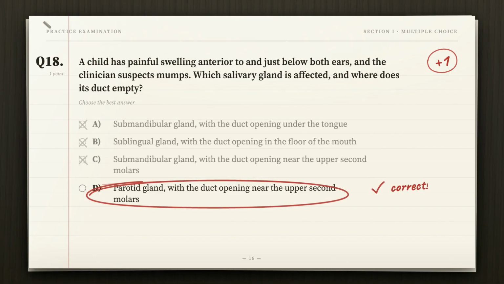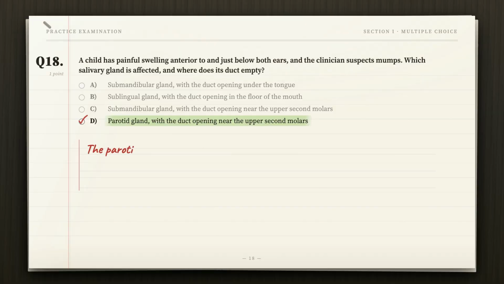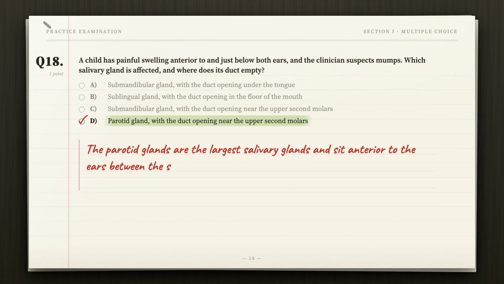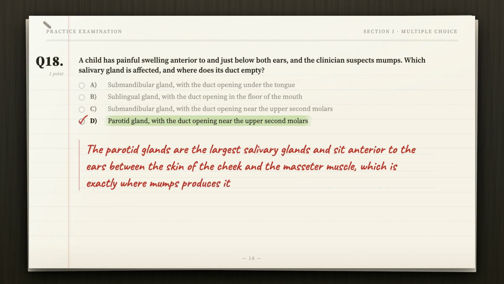The correct answer is D. Parotid gland with the duct opening near the upper second molars. D is correct because the parotid glands are the largest salivary glands and sit anterior to the ears between the skin of the cheek and the masseter muscle, which is exactly where mumps produces its characteristic swelling. Each parotid duct crosses the cheek and opens into the vestibule near the upper second molar.